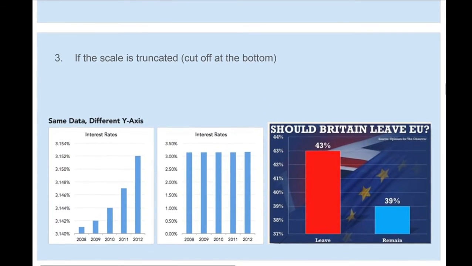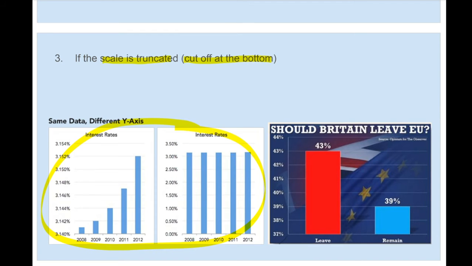If the scale is truncated, which basically means it's cut off at the bottom, that can be misleading, because again, it's showing that maybe there is a larger increase than there actually is. If we look at these two graphs over here, they're the same data, just looking at a different y-axis. We can see one starts at 3.14 and one starts at 0.